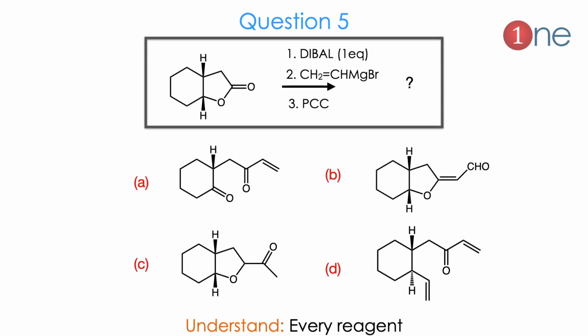Then the next example: the starting material is a 6-member and 5-member lactone. The hydrogens are in the cis position. So the reagents are DIBAL, 1 equivalent, then alkene with Grignard reagent, and PCC, the oxidation agent. They are asking you to guess the product. Mostly you have to understand every reagent to guess the product. Why? Because there is a possibility of a carbonyl one, an aldehyde one, as well as ring attachment.